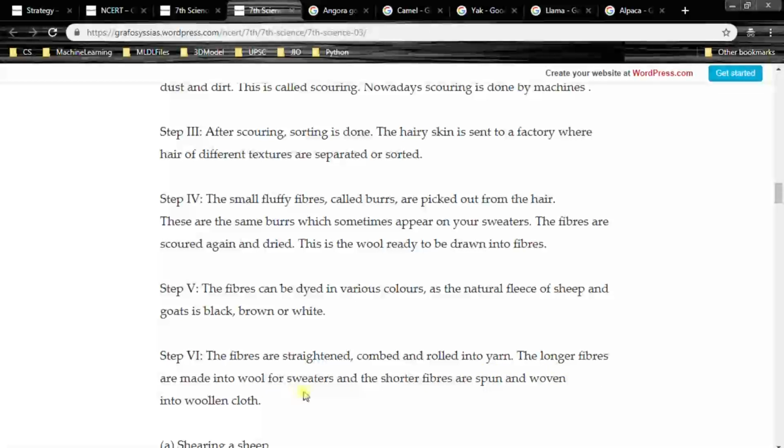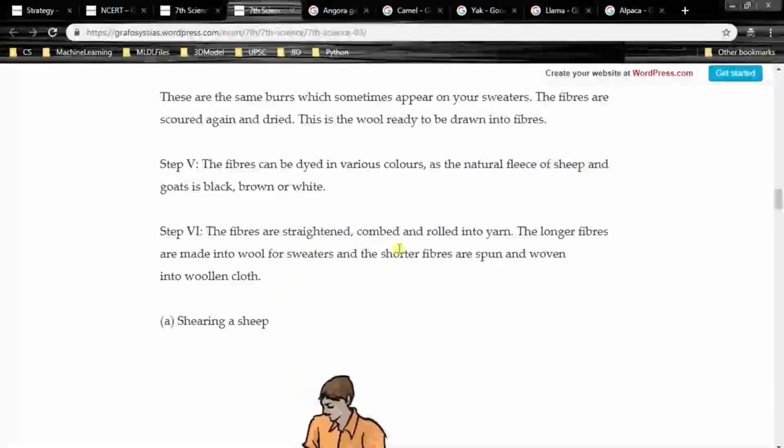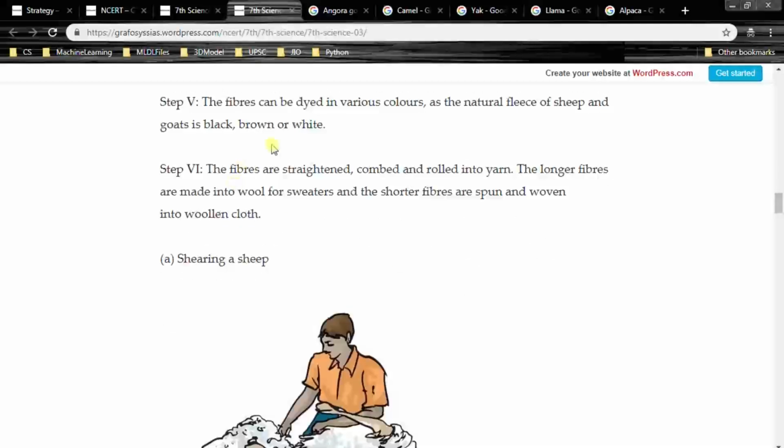The longer fibers are made into wool for sweaters and the shorter fibers are spun and woven into woolen cloth. So longer fibers into wool for sweaters, shorter are spun and woven into woolen cloth. So remember this. Fibers are straightened, combed and rolled, right? So these are the steps, please remember.